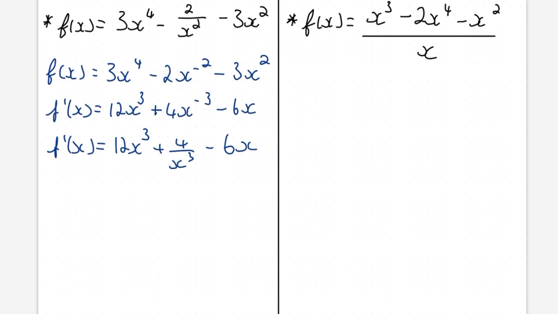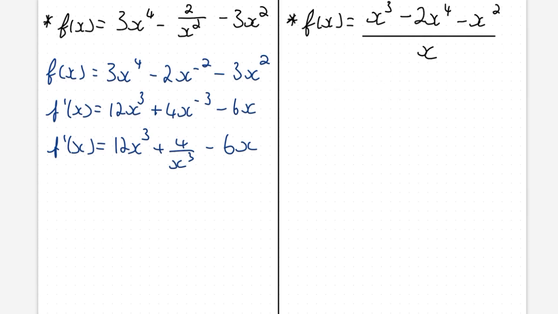Great. This last example, you may find a bit tricky. You can pause the video and give it a try, but what's tricky about it is that you have over x there, and you don't really want to move that up. Okay, you don't really want to move that up because you're going to have something like x to the minus 1 multiplied by x to the 3 minus 2x to the 4 minus x squared. You can definitely work with that. It's just there's a much easier way to do a question like that.